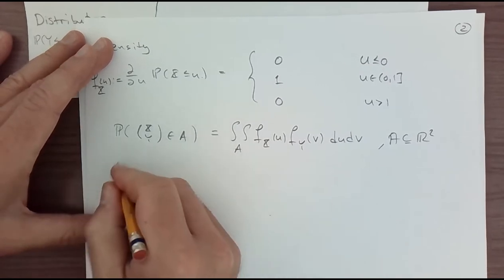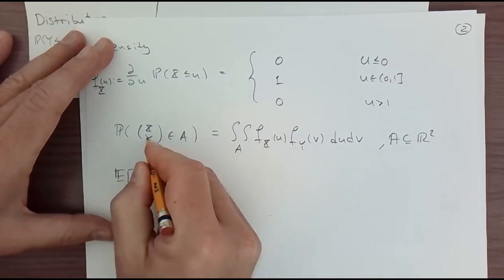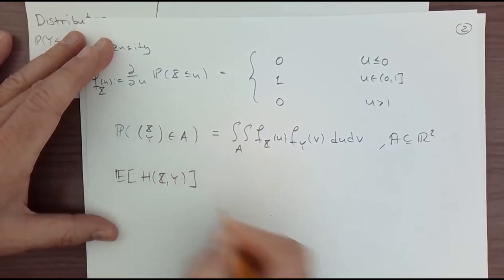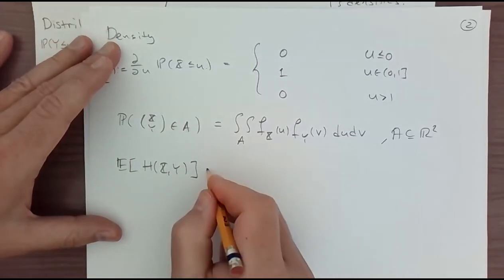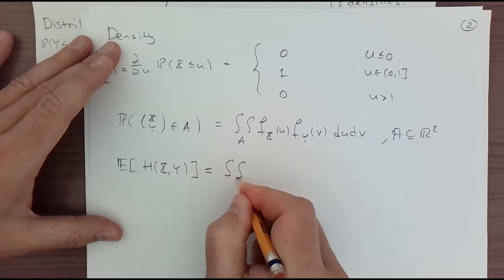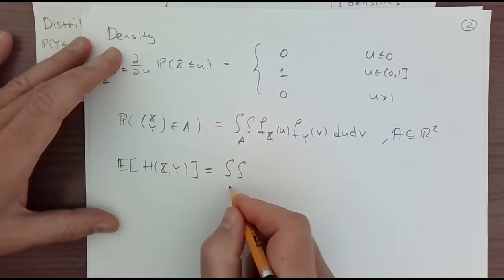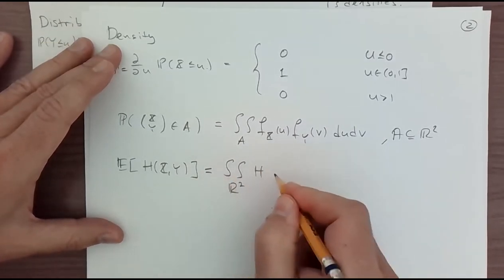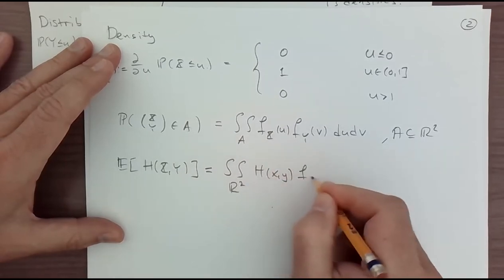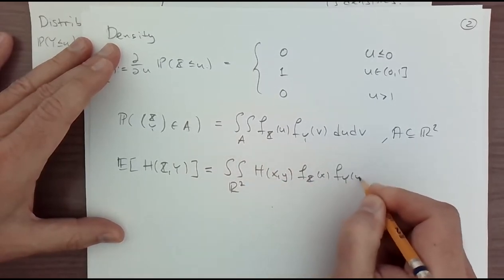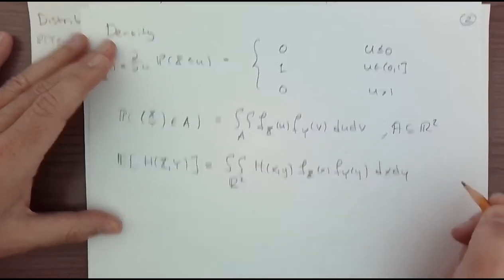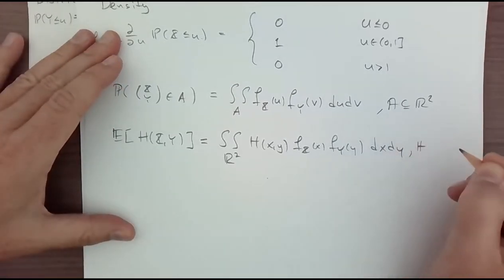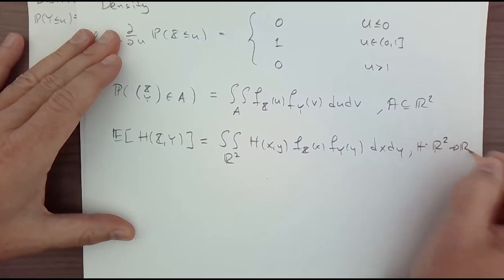But of course, you can do something much more general. You can indeed go further, right? You can say if I take a function h of x comma y, you can calculate what this expectation is simply by integrating over R squared h of x, y, and then the joint density f_X and f_Y, dx dy. And here, h goes from R2 to, say, R.